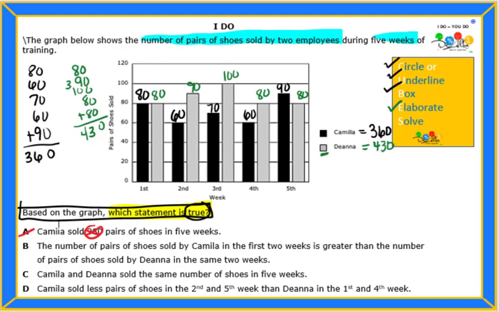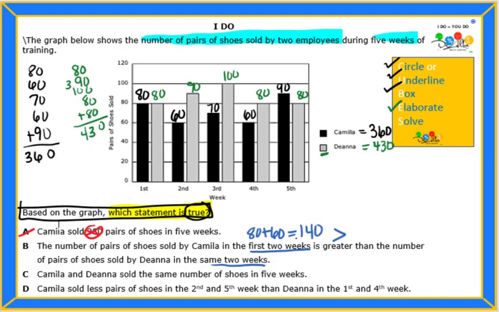Okay, so let's look at letter B. The number of pairs of shoes sold by Camila in the first 2 weeks is greater than the number of pairs of shoes sold by Deanna in the same 2 weeks. Okay, so the first 2 weeks, we didn't do that. So we're going to have to go ahead and find the sum. So for Camila, the first 2 weeks is 80 plus 60, which is 140.